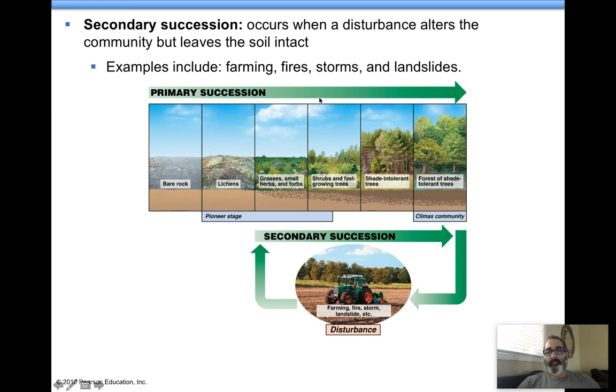This happens after farming because a lot of times soil's intact. I just said a fire, a storm, a landslide. Okay. So things get destroyed in these events. And if soil's present, you have secondary succession.